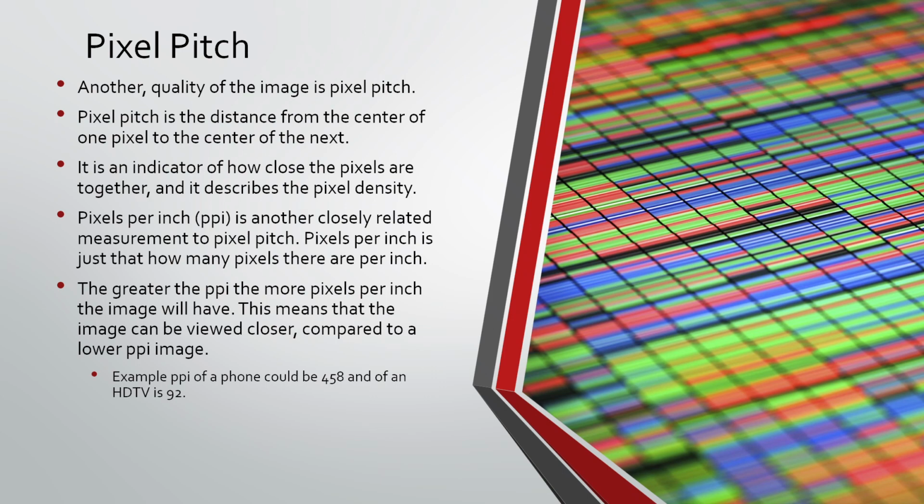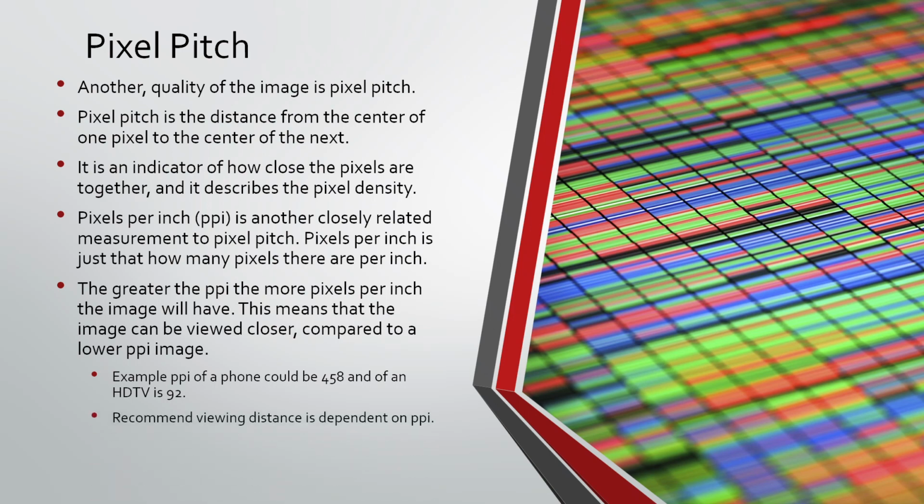An example of pixels per inch of a phone could be 458, and an HD TV could be 92. So a phone is meant to be viewed much closer, so the pixels are much closer together, so when you are closer to it, it's much more crisp to look at. And then the HD TV you're meant to view from a distance, and so the pixels per inch aren't as high.